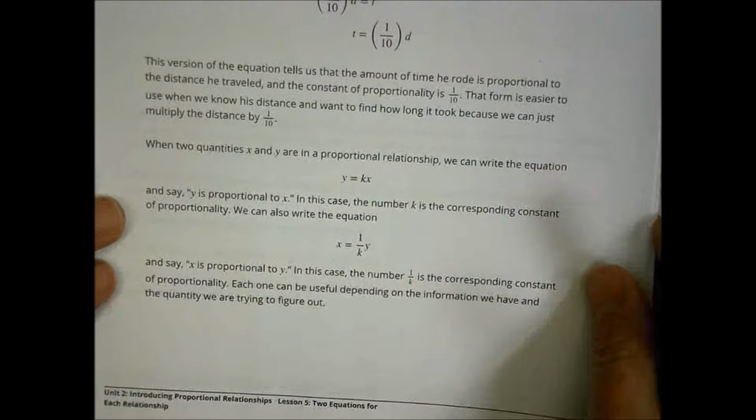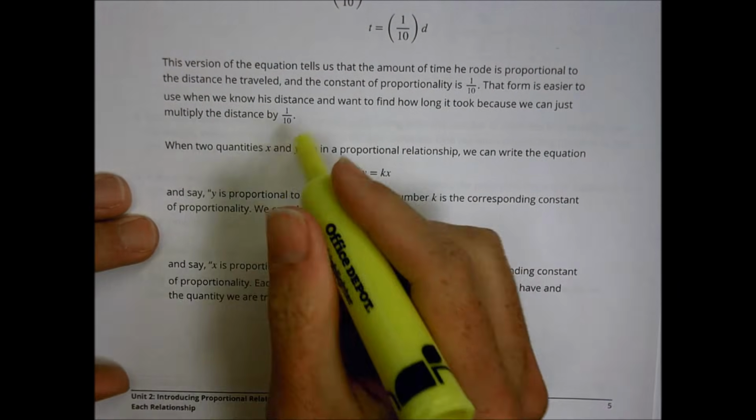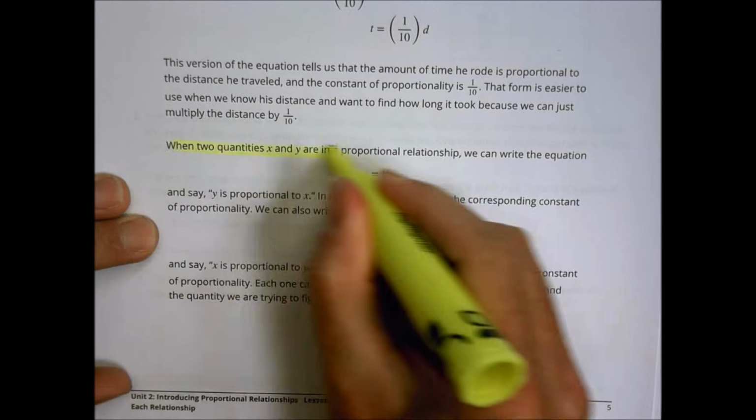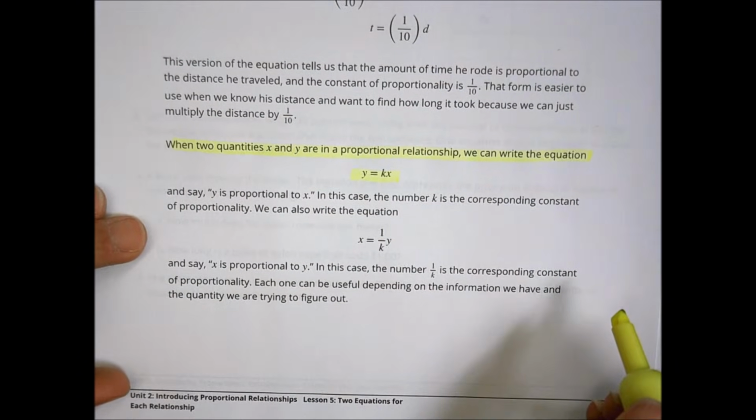So in summary, what we're talking about here really is that when two quantities, X and Y, are in a proportional relationship, we can write it as Y equals K times X.